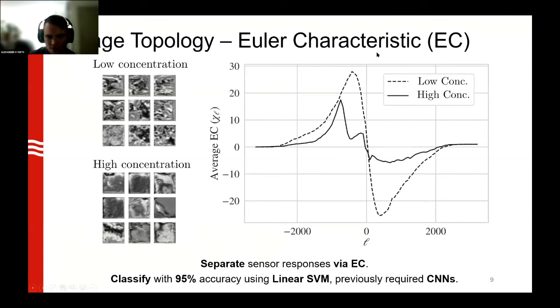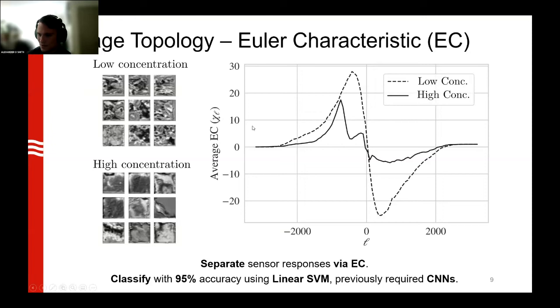So again, pointing back to our problem, we had these sensors that we're trying to distinguish between low concentration sensors and high concentration sensors. Here's a subset of those images where we're looking at low concentration, and then a subset where we're looking at high concentration. On the right-hand side of this slide, we're looking at the average Euler characteristic for these two systems, for all this data.